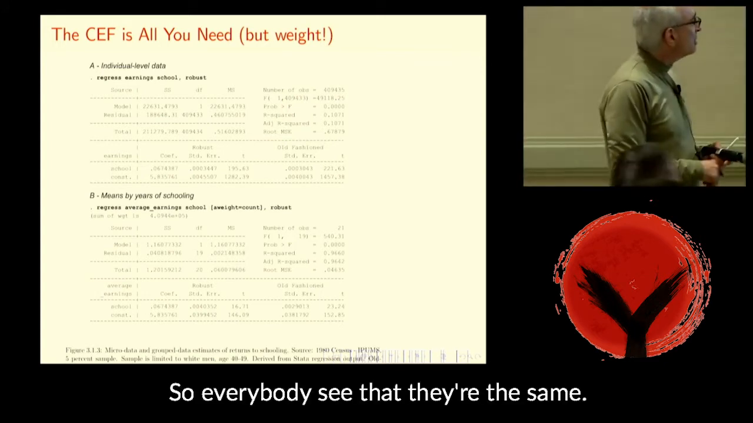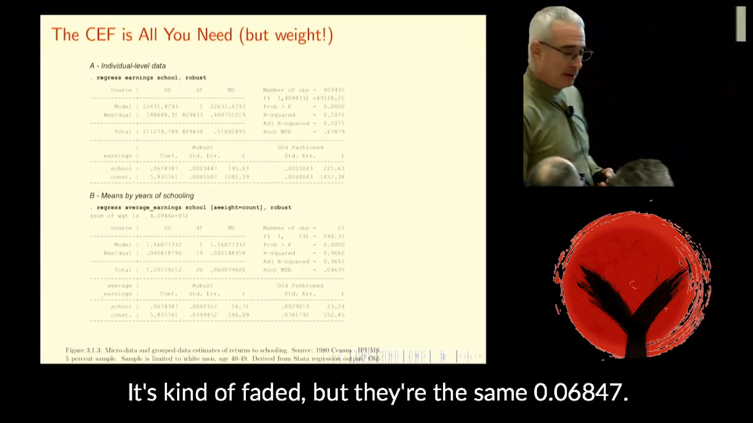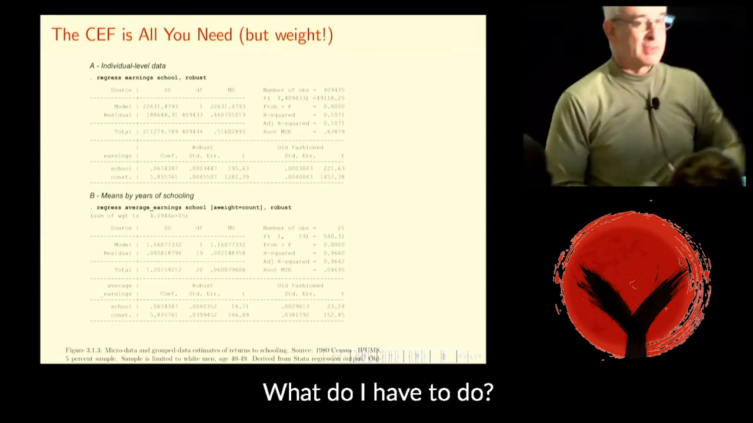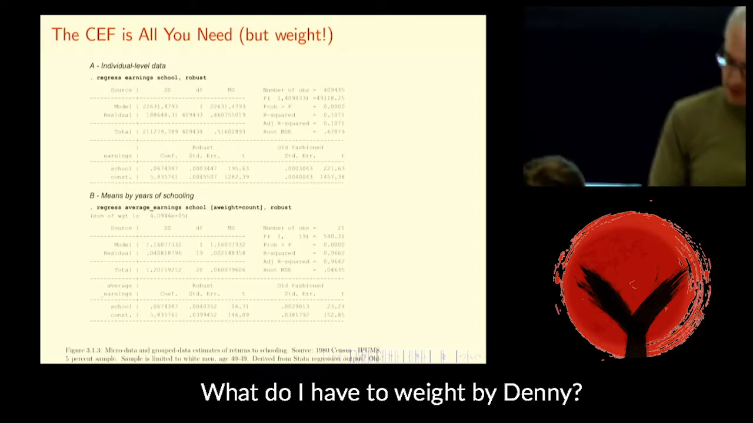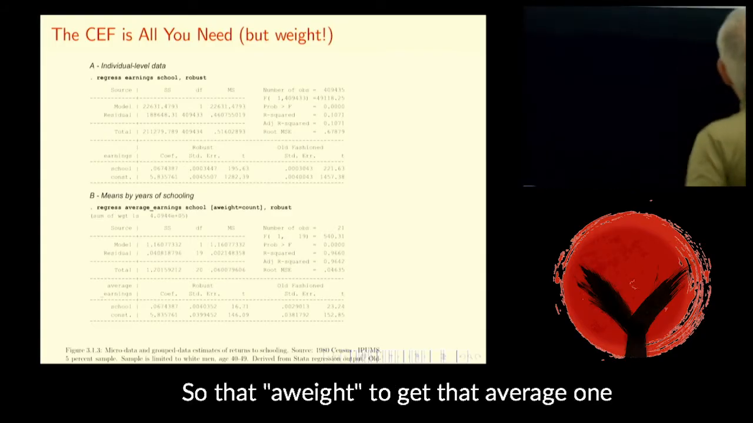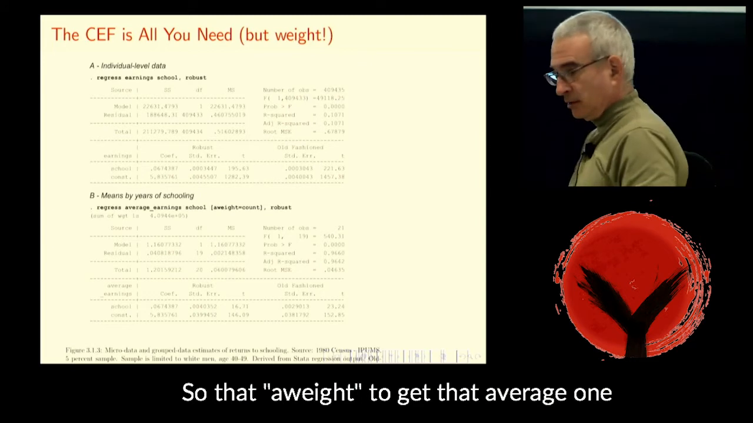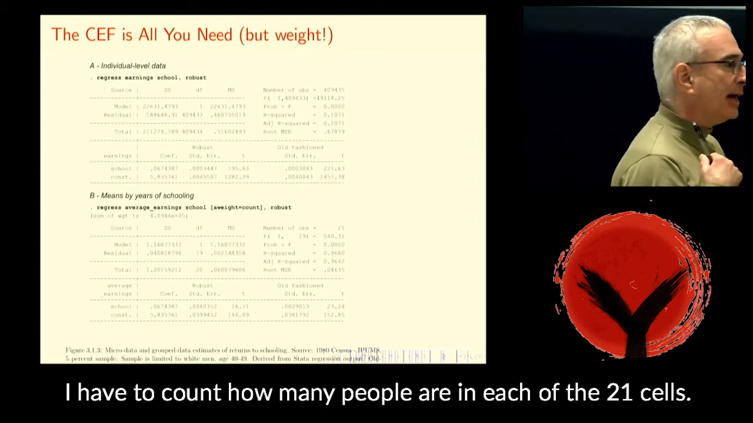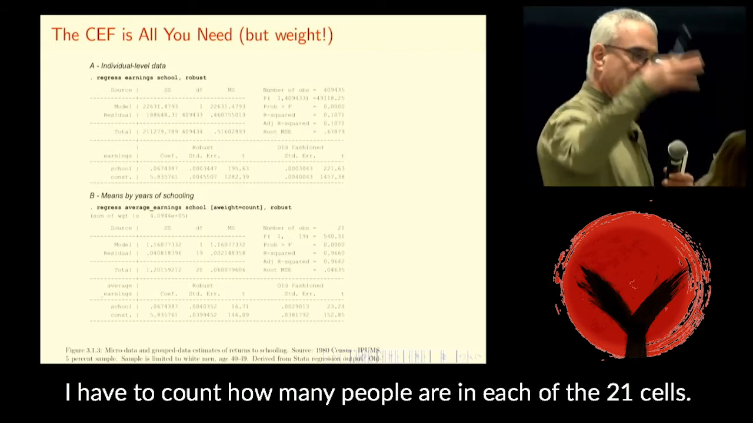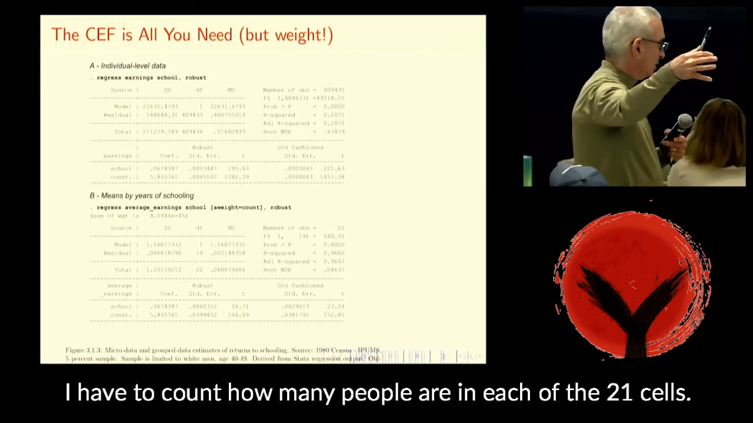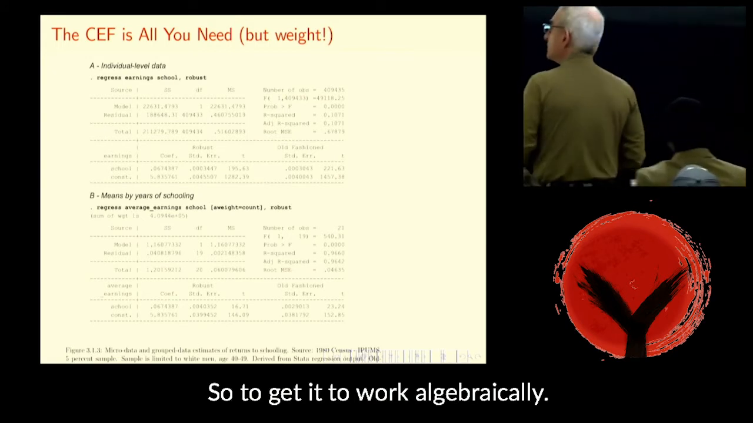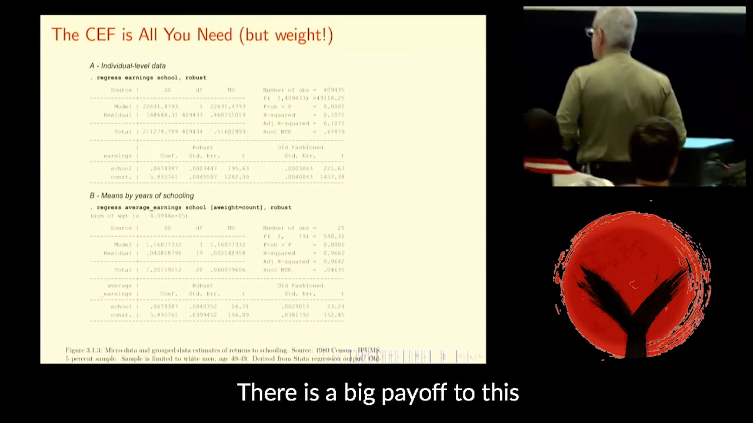So everybody see that they're the same? It's kind of faded, but they're the same. 0.06847. What do I have to do? I have to weight. What do I have to weight by, Denny? The cell size, right? So to get that average one to be bang on the other one, I have to count how many people are in each of the 21 cells. Okay, everybody see that?